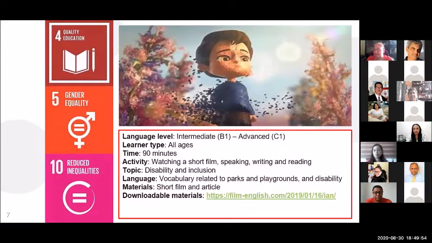On the other hand, this is one of my favorites. This is an example of how you could plan your lesson connected to different SDGs. This short film, here you have the link where you can access this kind of video. It's called Ian, and it is based on a real life story. This is a very interesting activity, and the students really love authentic material. So you can connect the different SDGs to the topics presented in the classroom.